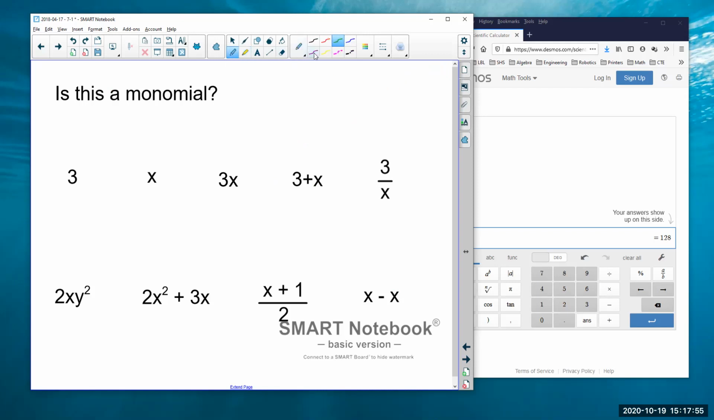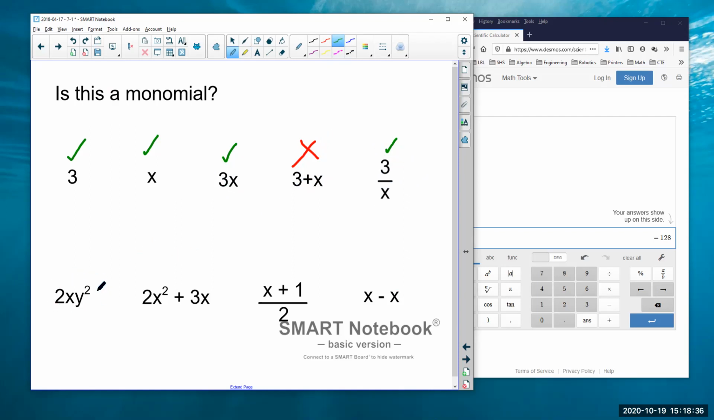Okay, so come back here. Is this a monomial? Yes, this is a monomial. Single term, that is a monomial. Single term, this is a monomial. Single term, 3 times x is still a monomial because we're multiplying 3 times x. We're not adding 3 plus x. Is this a monomial? No, this is not a monomial. This is a binomial. Okay, 2 terms, 3 plus x, this is a binomial. 3 divided by x, yes, that is a monomial. So that would be considered 1 term. Multiplication and division is considered part of 1 term.